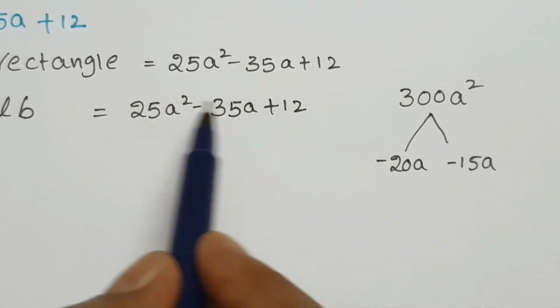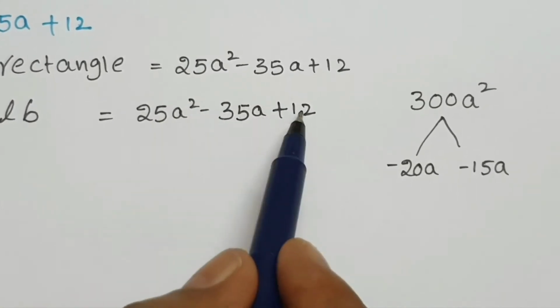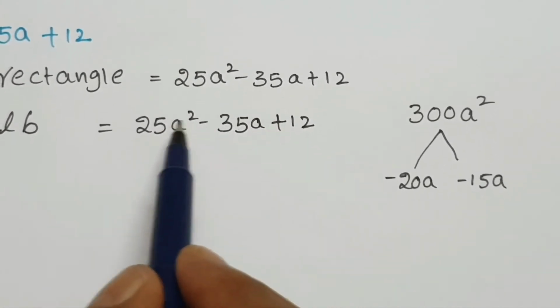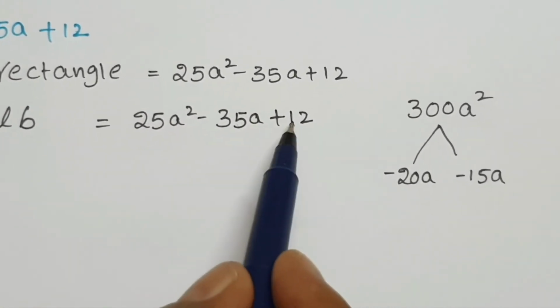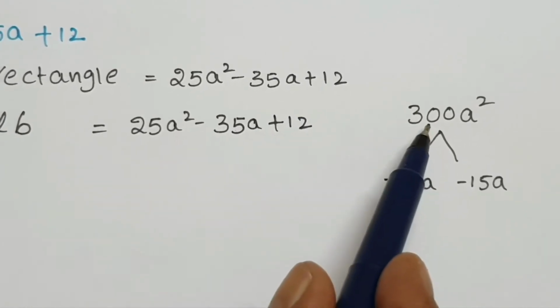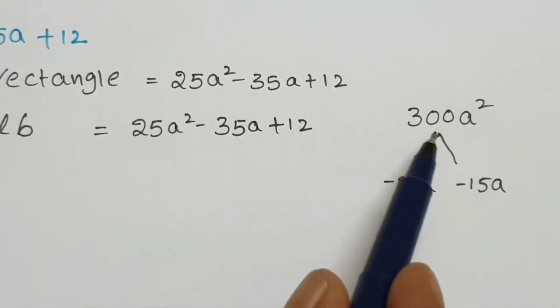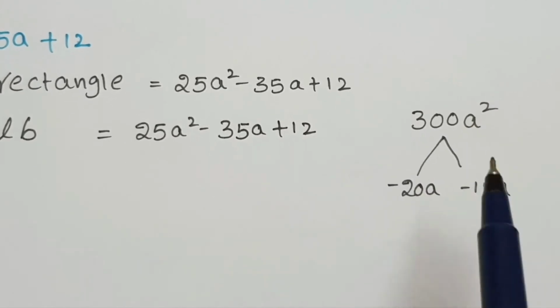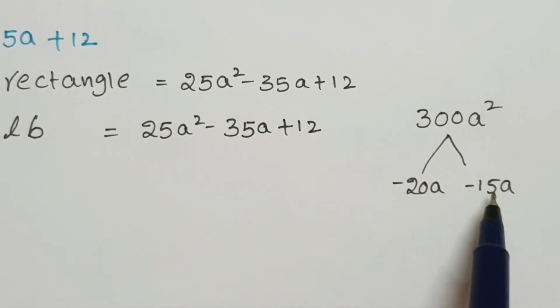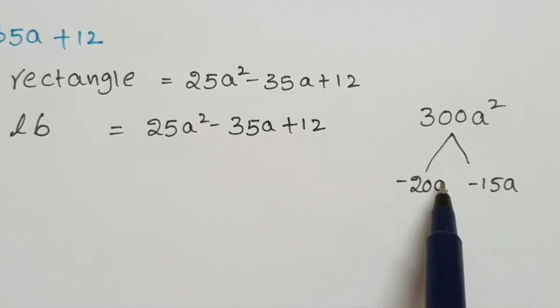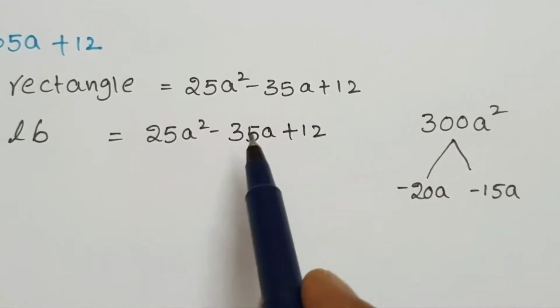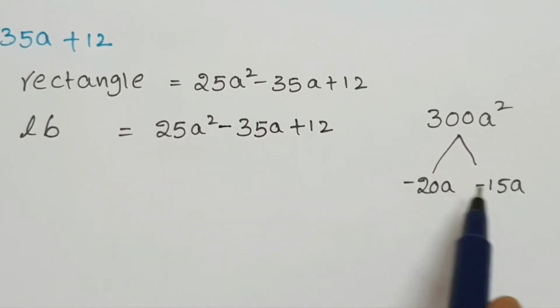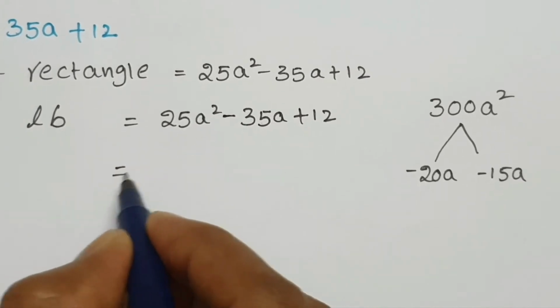Like that, the first term and last term: first to last, take the product with the sign also. Plus into plus, plus 12 into 25, we get 300a square. Choose any two numbers whose product gives this, and whose addition or subtraction gives the middle one. Like that, choose the two numbers for finding factors.